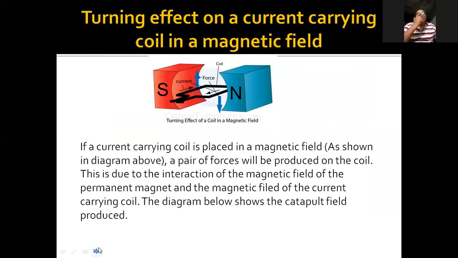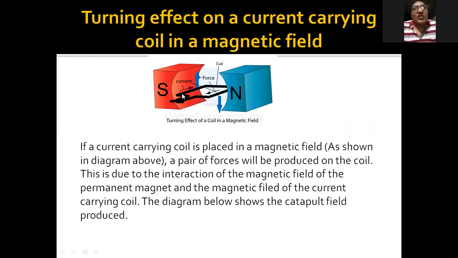So here, again, we have a coil. And in this coil we have two poles, two permanent magnets. This is the north pole and this is the south pole. So here the magnetic field lines are going from north to south, from right to left. They are horizontal.